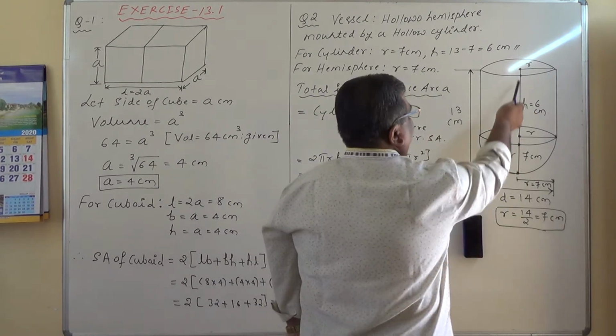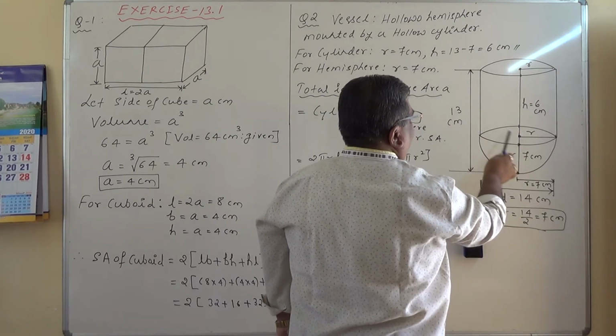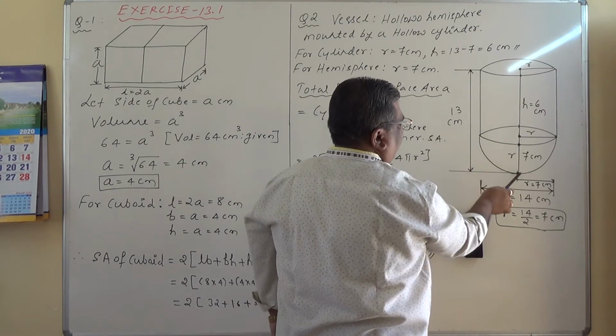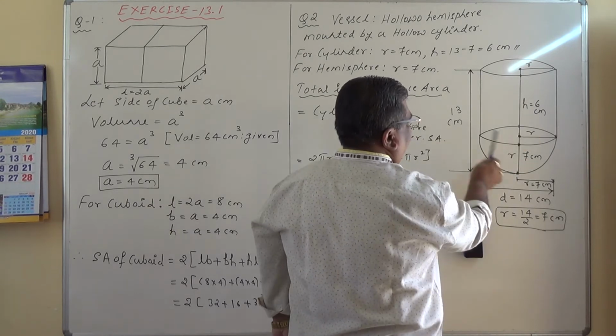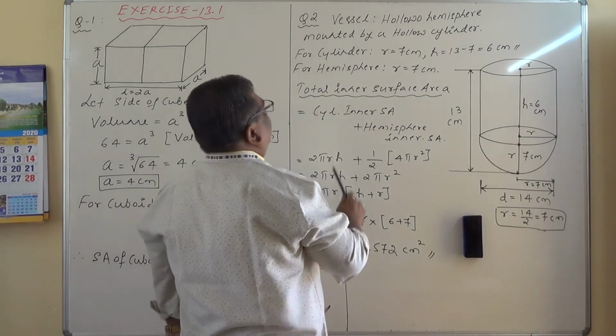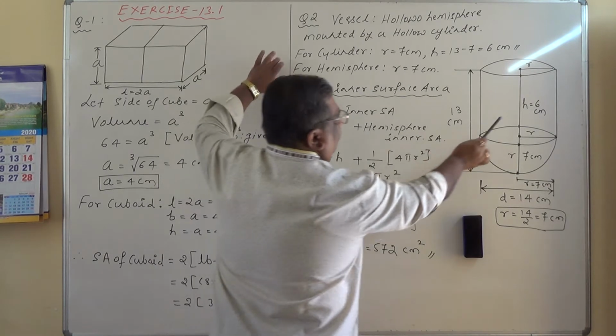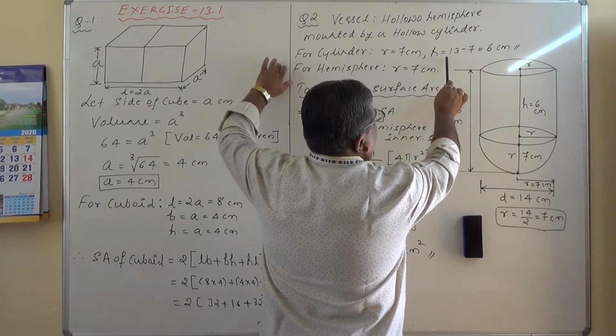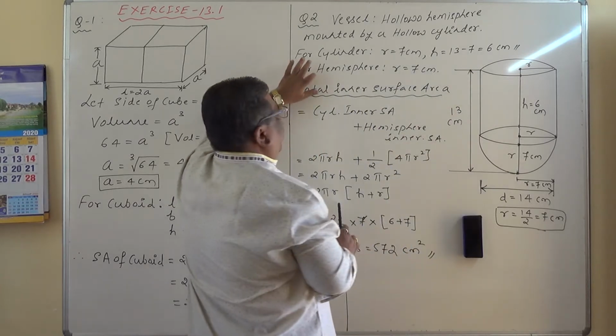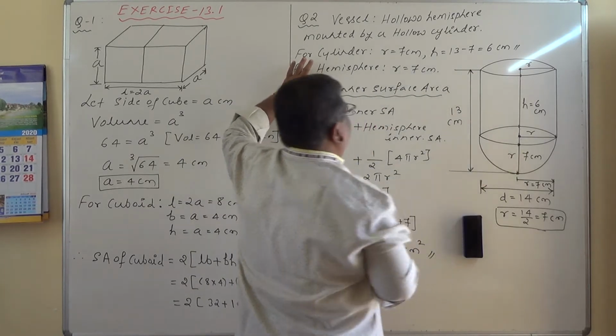How do you calculate the height of the cylinder? That is from here to here. Total height minus this radius gives you the height of the cylinder, which is 13 minus 7, 6 centimeter. So for the cylinder, we have the radius R equal to 7 centimeter and the height 13 minus 7, 6 centimeter. For the hemisphere, the radius is 7 centimeter.